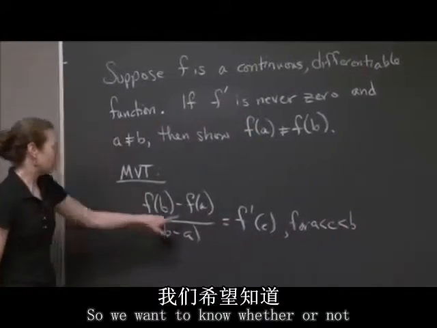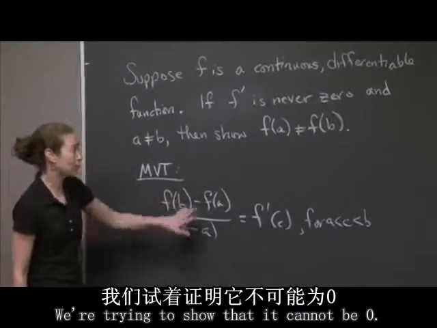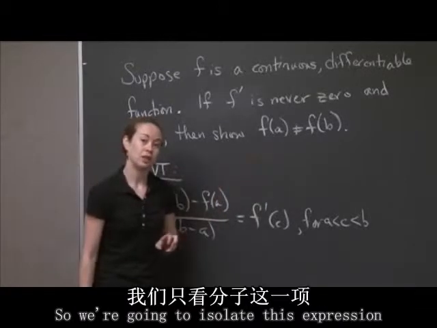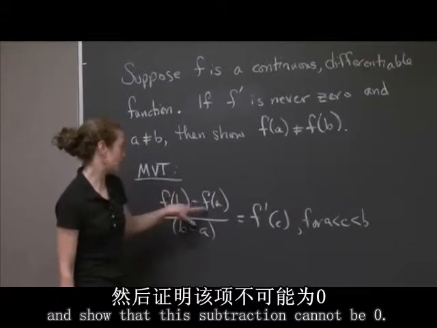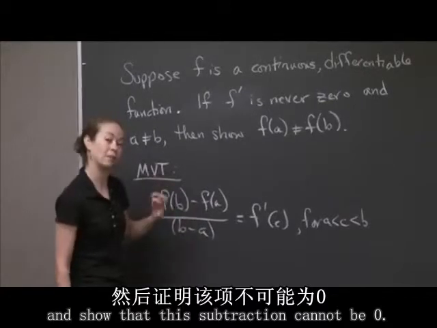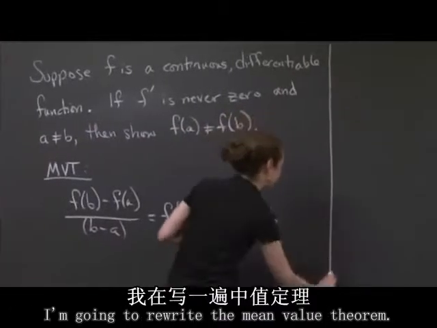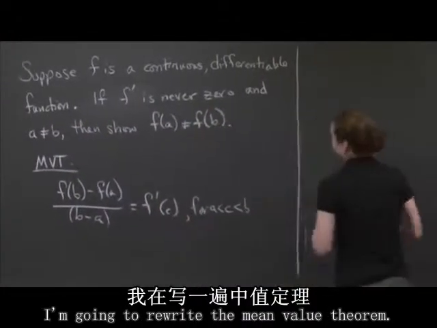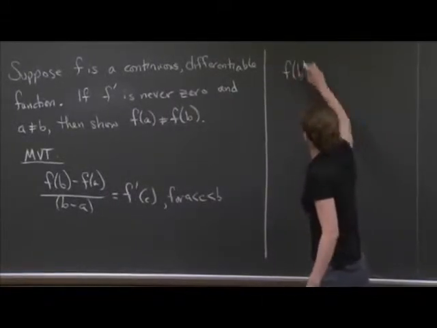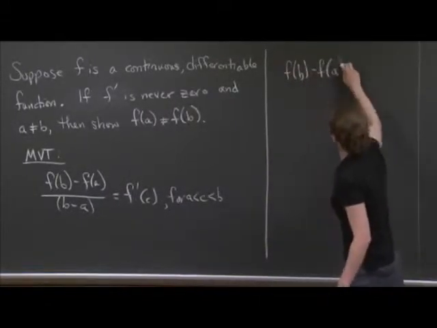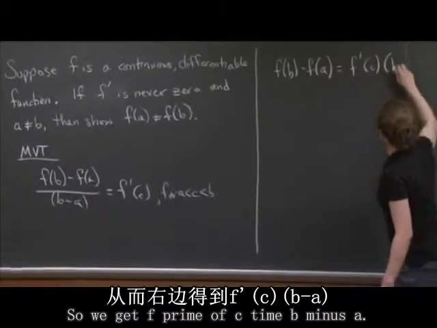So we want to know whether or not f of b minus f of a can ever be 0. We're trying to show that it cannot be 0. So we're going to isolate this expression and show that this subtraction cannot be 0. Well, how do we do that? Let me come over here to give us a little more room. I'm going to rewrite the mean value theorem. I'm going to multiply through by b minus a. So we get f prime of c times b minus a.